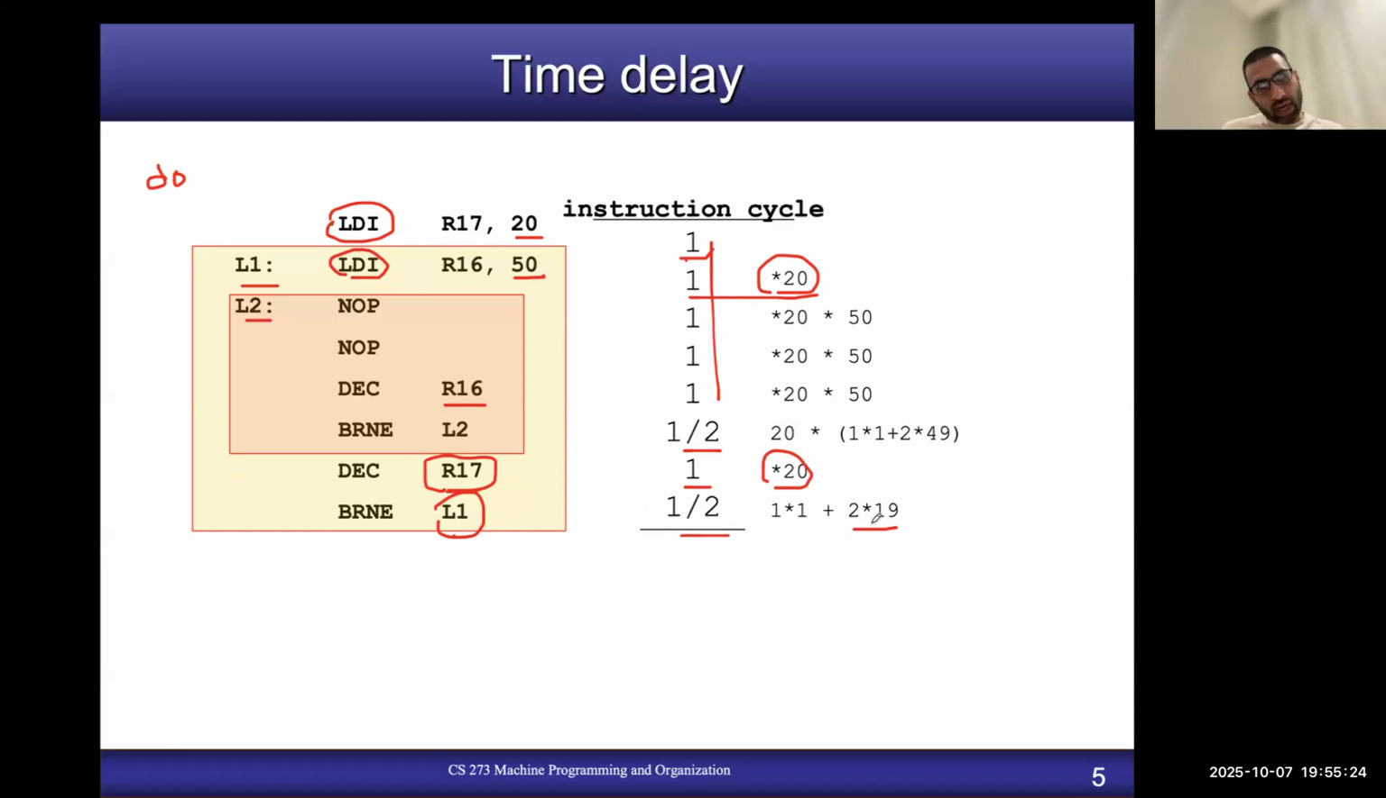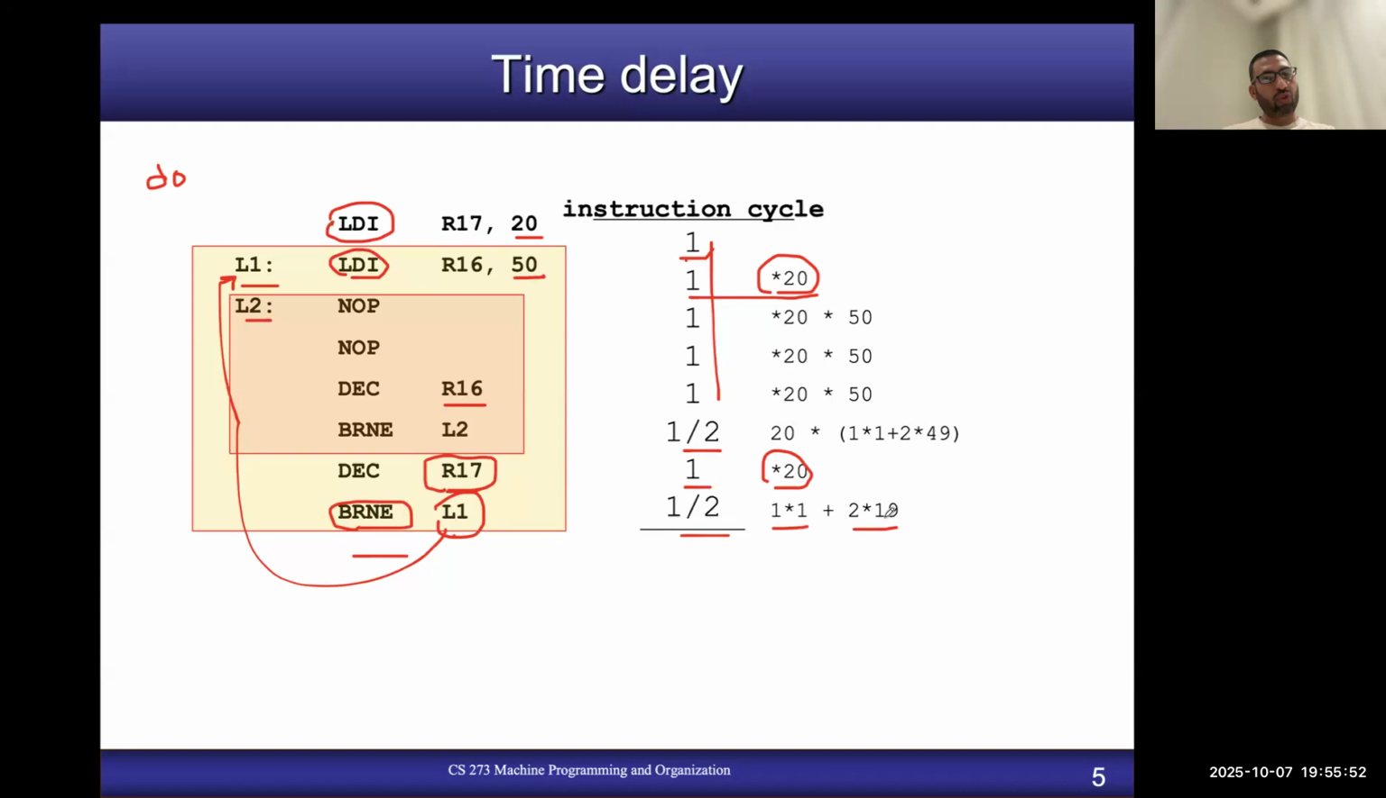So 19 times you are taking the branch and going back to L1, right? But the 20th time, after decrementing, you check it, and it is equal to 0. So you execute the next instruction. So branch not equal takes in that case only one cycle. That's why here we are saying that one time it takes only one cycle, and for 19 iterations it takes two cycles, right?